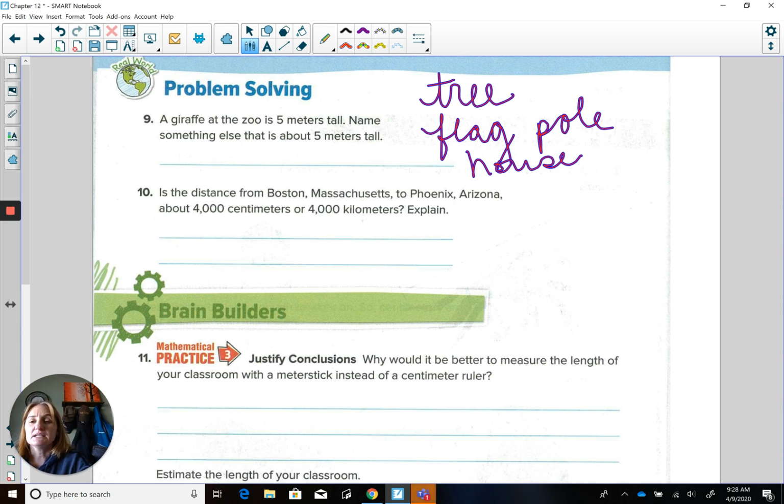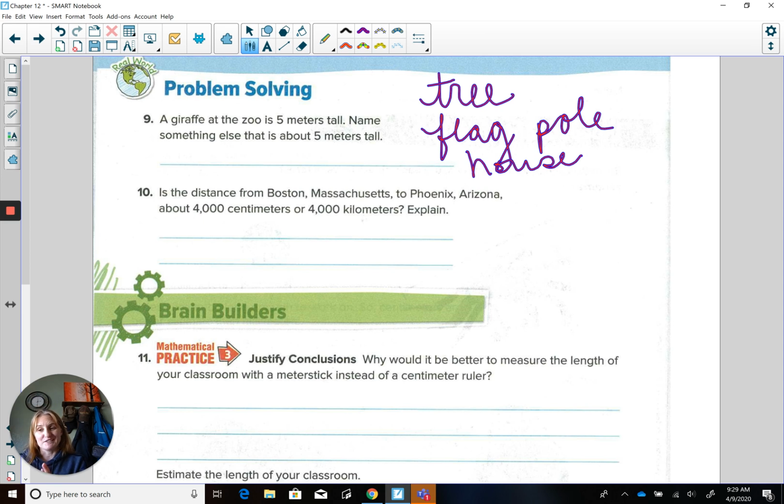Okay, 10. Is the distance from Boston, Massachusetts to Phoenix, Arizona about 4,000 centimeters or 4,000 kilometers? And explain. Well, I know on a map, Boston is clear over on the East Coast, and Arizona is on the southwestern part of our country. It's quite a ways away. And over spring break, we went from Douglas all the way down to about Phoenix, Arizona, and it took us 2 days to get there. It was about 16 hours.